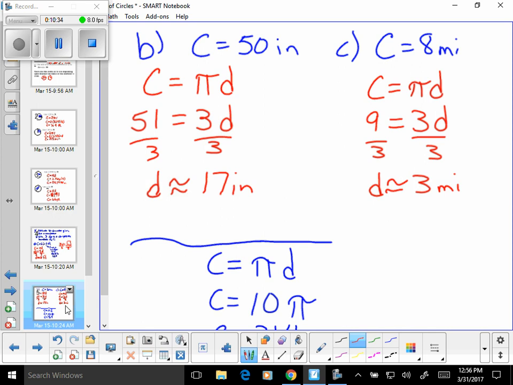Again, just a reminder that on the assignment, especially the first part of the assignment, they have used the pi key to calculate the circumference. So if you wish to do that, go right ahead.